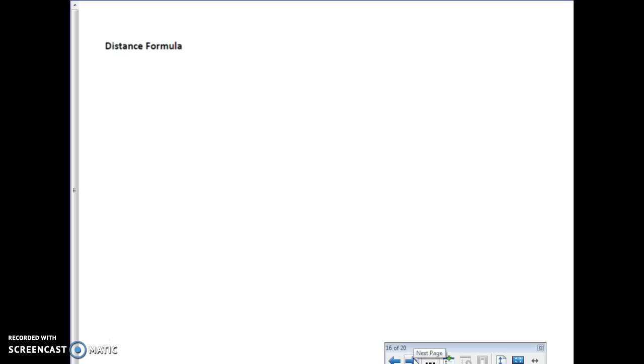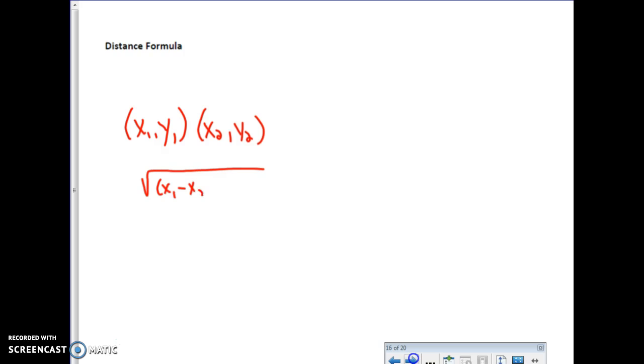Now, this next thing that we're going to talk about is the distance formula, which is based off the Pythagorean theorem. We're going to be given two ordered pairs, x1, y1, x2, and y2. And we want to find the distance between those two pairs. So all I have to do is take the difference of the x's and square them, and take the difference of the y's and square them and add them together. Okay?